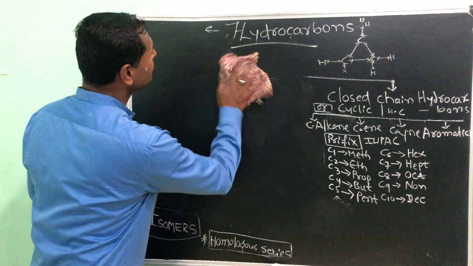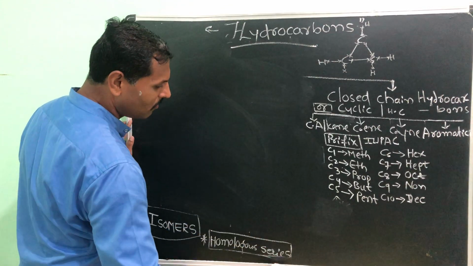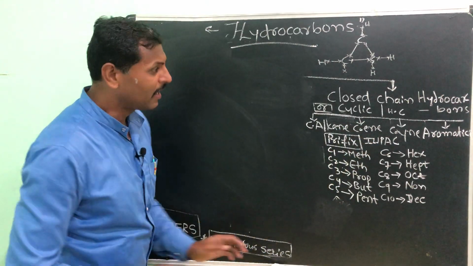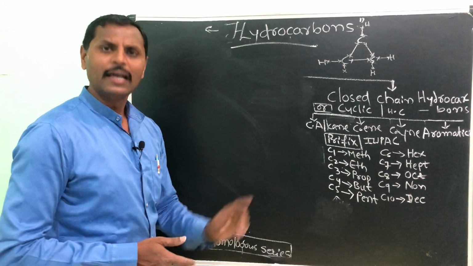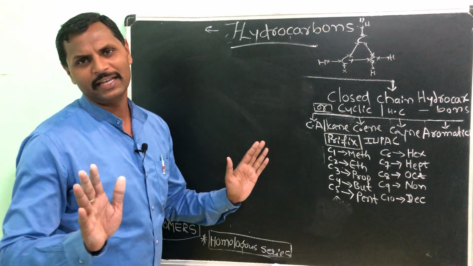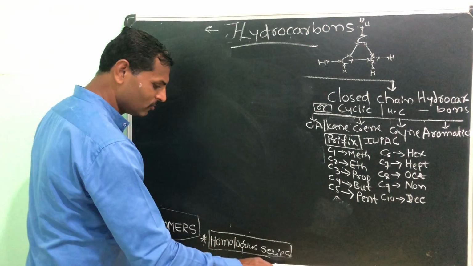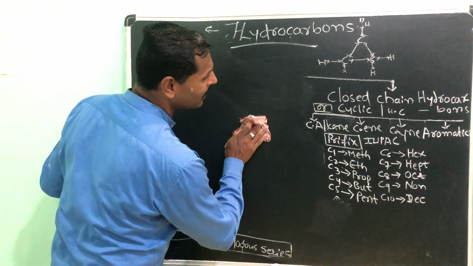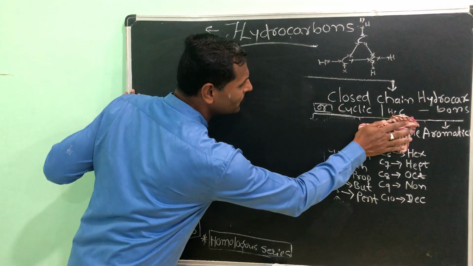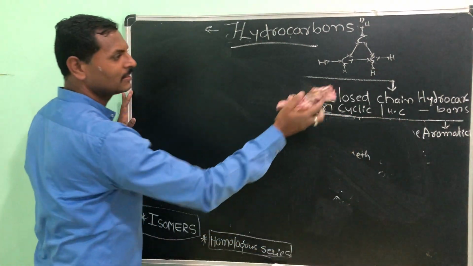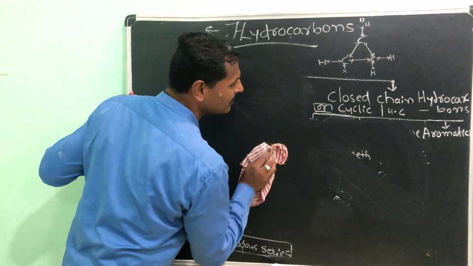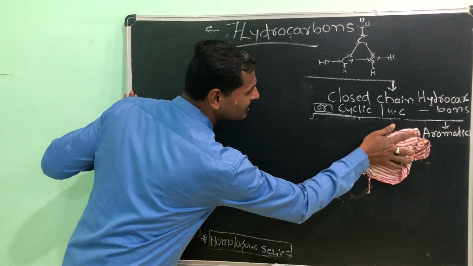Okay, right then. Let me come to the next one. What is that? Cycloalkene and cycloalkyne. Is it there for the study? It is not there for the study. Don't worry. Okay, be relaxed. Chill yaar. Don't worry. Be relaxed. So let me move on to the last one in this closed chain hydrocarbon, that is aromatic.